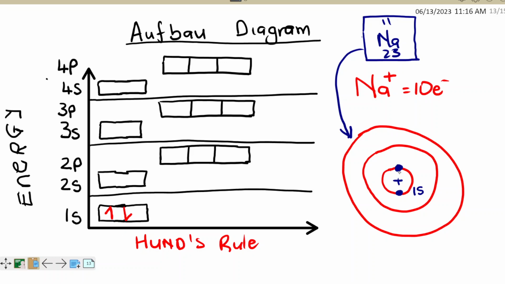It's difficult to show you in the diagram. It's something like this: one is spinning that way, the other one spinning that way. Don't worry about that one. But when we represent it in the Aufbau diagram, the first one looks up, the second one looks down. So we're done with the first orbital. Now we go to the second orbital.